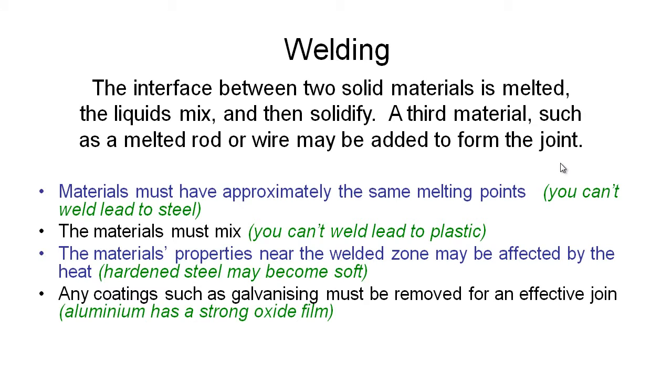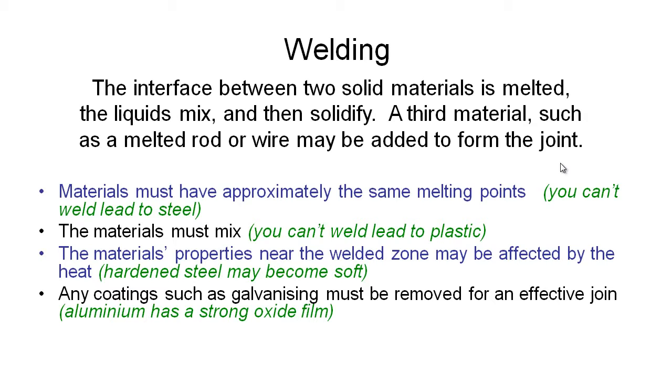Another thing that you should keep in mind is that any coatings, such as galvanizing that we might have on steel to stop it rusting, must be removed before we can weld them in order to create an effective join. If we were to try and weld with the galvanizing on the steel, then that gets into the weld and causes impurities, which we don't want. It can weaken our weld.